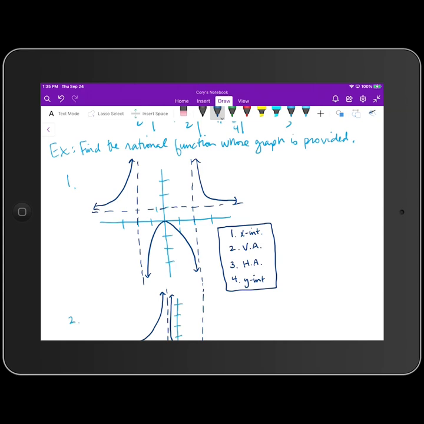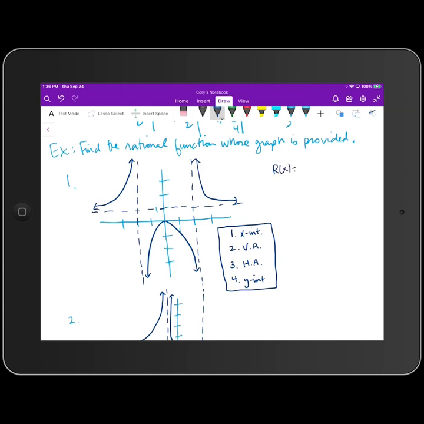Now when doing this, there is a specific order in which I want things done. If you look in the box to the right of the graph, step number one asks us to find the x-intercepts. Step two asks us to find the vertical asymptotes. Step three is to determine the horizontal asymptote. And then step four is to check the y-intercept. This is the process that we want to use to come up with the functions that give us this graph.